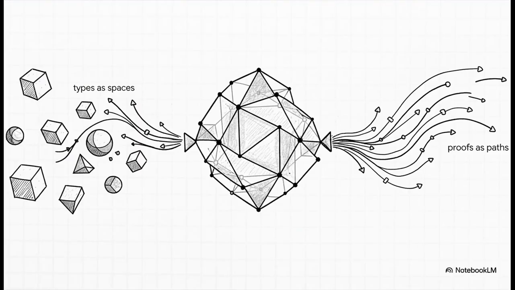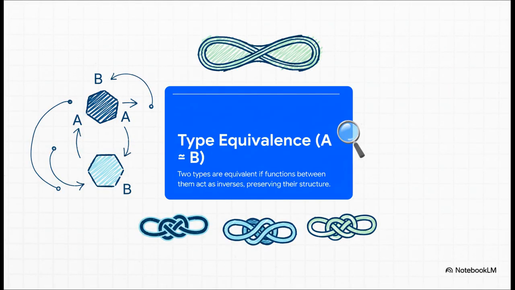Yeah, everything we've talked about so far, types as spaces, proofs as paths, it's all been setting the stage for one central axiom. An axiom so powerful, it basically lets mathematicians say that if two things act the same, they are the same. Okay, so before we get to the big reveal, we need one more piece of the puzzle.